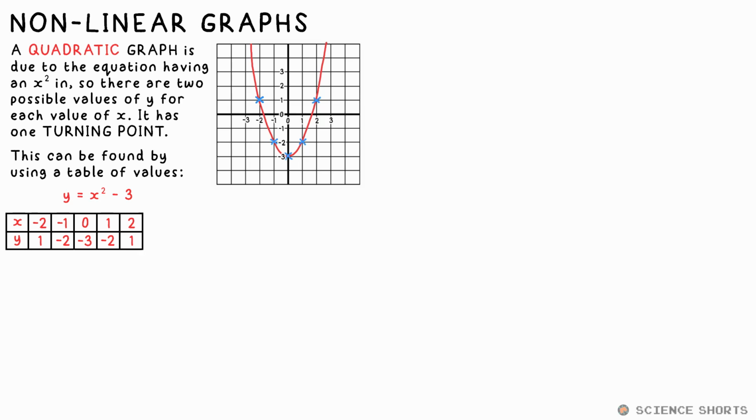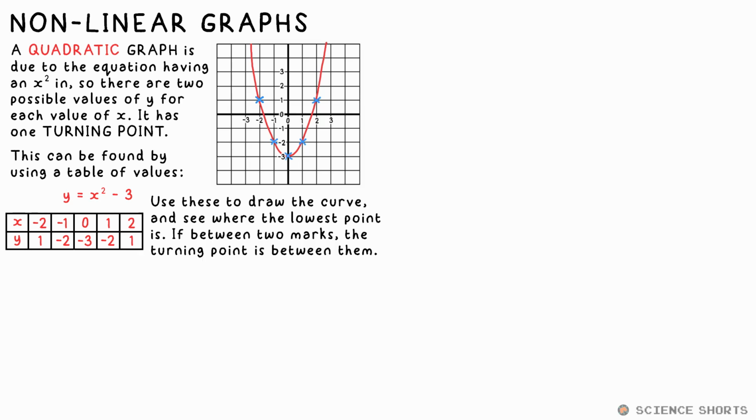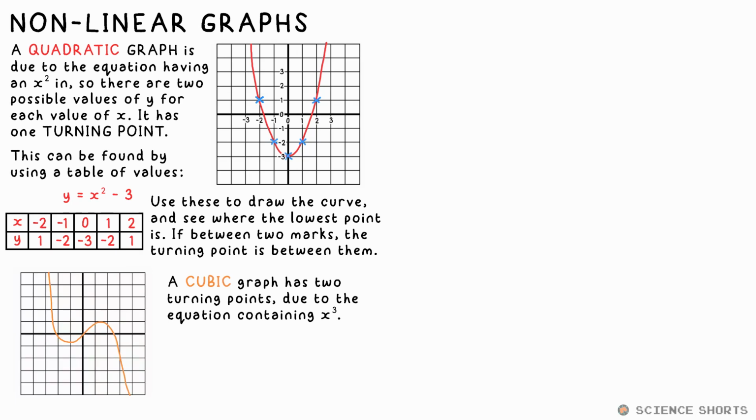Quadratic graphs always have one turning point at the lowest or highest point if it's inverted. Sometimes the turning point won't be at an integer value for x, it could be between two integers. If you're doing higher, you might have to plot the points by using a table of values that you've calculated, then sketch the curve and you can see where the turning point is or what two numbers it's between anyway. You can also have a cubic graph where the equation involves x cubed.